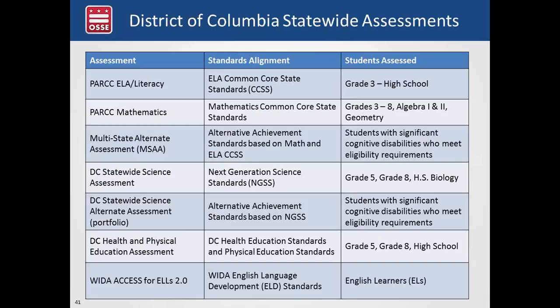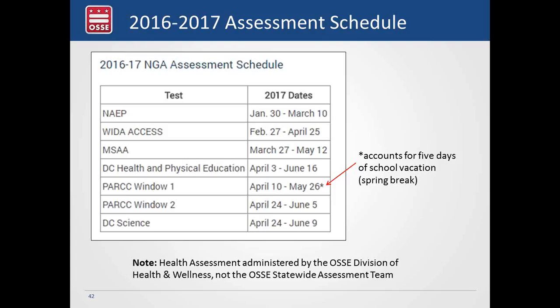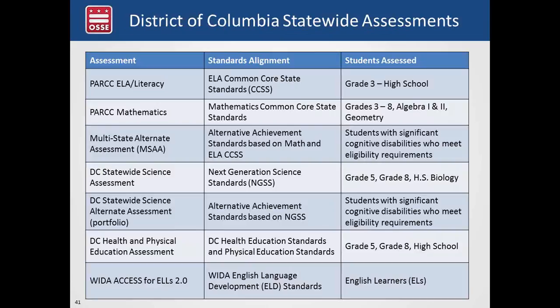Statewide assessments are coming up. This table is for your reference, so you are aware of all the different statewide assessments happening this spring and that you are ready to go for those. Here's the testing window. As you can see, NAEP and WIDA are the first ones coming up. The alternate assessment, MSAA, is coming up at the end of March. Then we have Health, Park, and DC Science. Depending on the age of your students, again, this table can help you remember which grade takes which test.